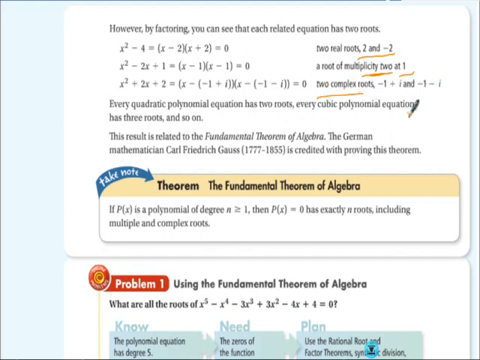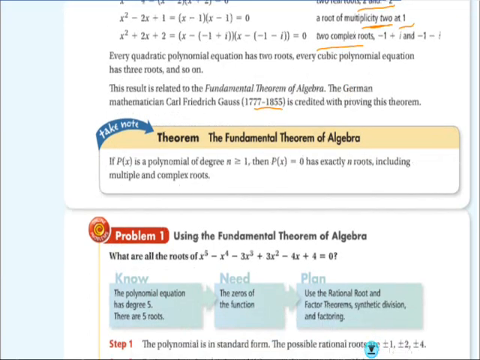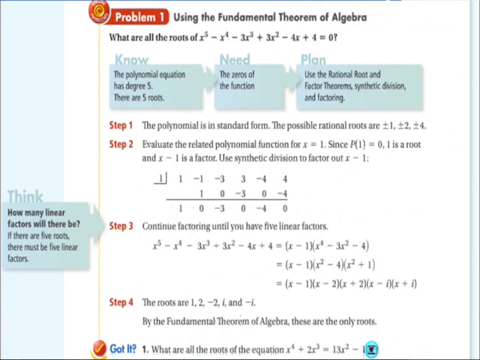So every quadratic polynomial equation has two roots. Every cubic polynomial equation has three roots, and so on. This result is related to the fundamental theorem of algebra. Carl Friedrich Gauss, who lived in a very boring time with no TV or iPhone, is credited with proving the theorem. So basically all it works out to is that the degree of the polynomial tells you how many solutions there are. That's it. That's all we're looking at.